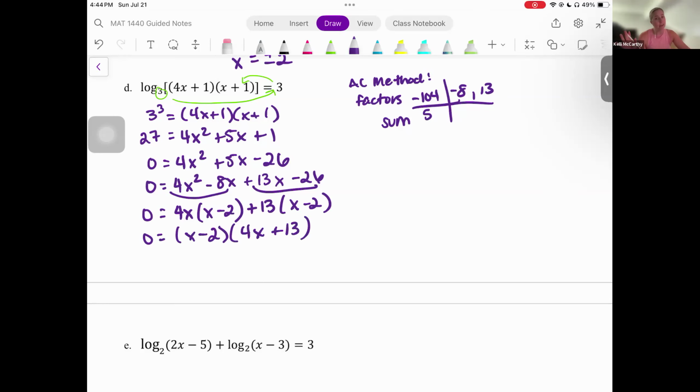Now, you might have gotten there using trial and error, and that's fine. The magnitude of 26 and 4 just made it so that I wasn't willing to try the trial and error. So setting each of these factors equal to 0, we get that x is equal to 2, and x is equal to negative 13 over 4.